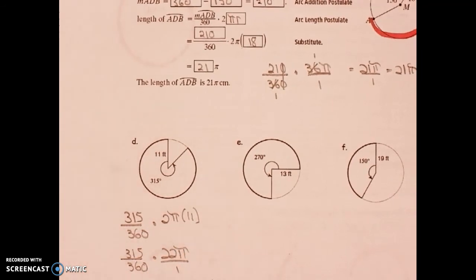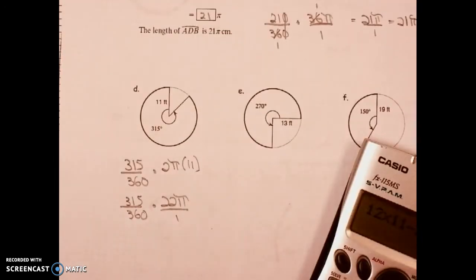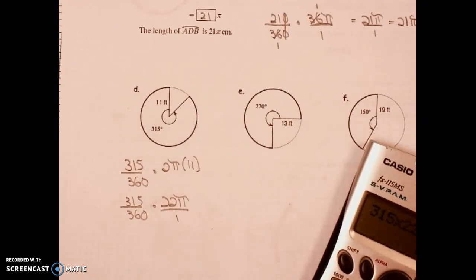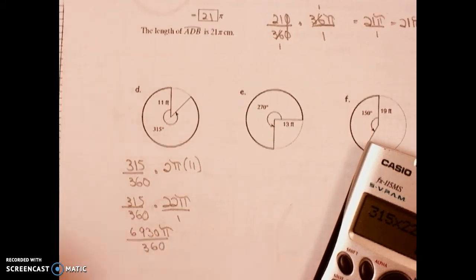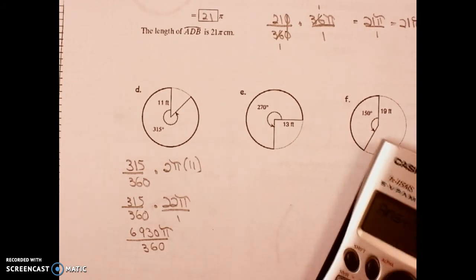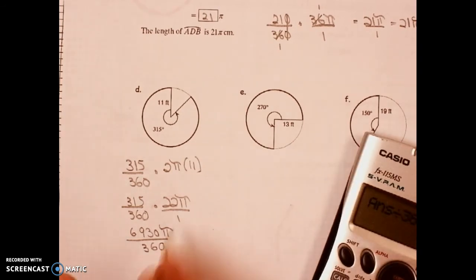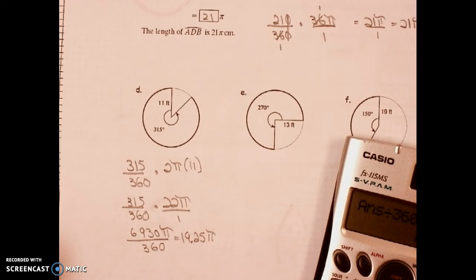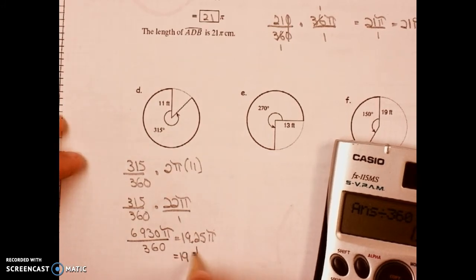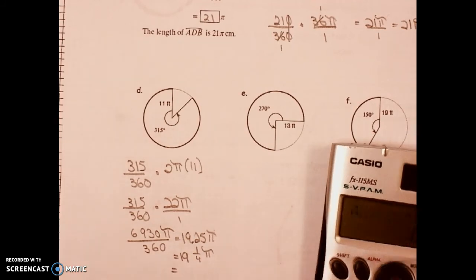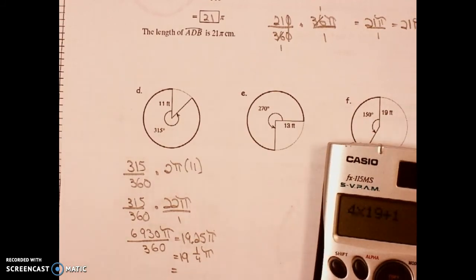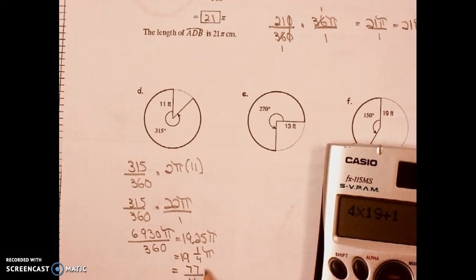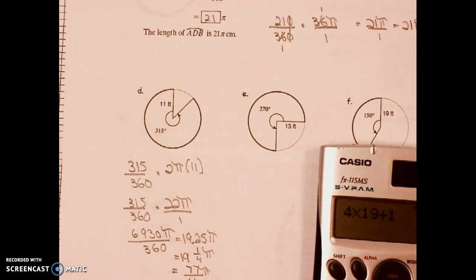I'm not seeing anything right off the top of my head that cancels out. So I'm going to go ahead and multiply straight across. I have 315 times the 22, over 360 times 1, and I'm going to go ahead and divide. Maybe it will come out to be a nice integer. Not too bad, 19.25. We could also write that as 19 1/4, or if you wanted to leave it as an improper fraction, we end up with 77 over 4 pi. Any one of those are acceptable answers.